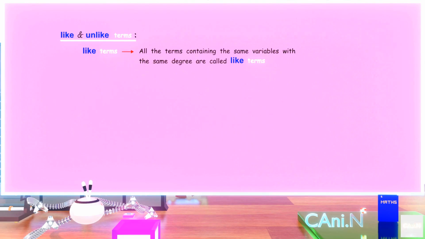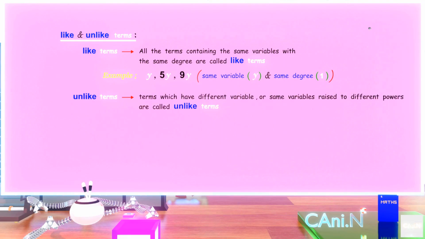Like and unlike terms. Like terms: all the terms containing the same variables with the same degree are called like terms. Example: y, 5y, 9y. Here we can observe, we have the same variable, y, and the same degree, 1. Unlike terms: terms which have different variables, or the same variables raised to different powers, are called unlike terms. Example: 2xy, 2ab, 2x squared y, 5xy squared are unlike terms.